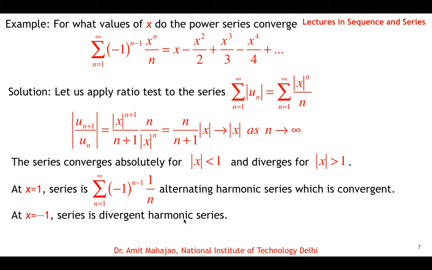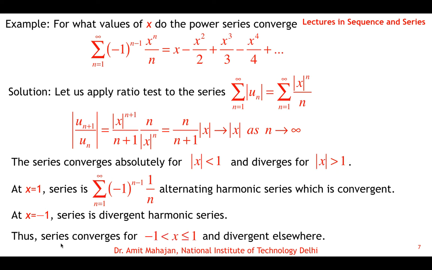So that means the series converges for all x satisfying absolute value of x less than 1, and converges at x equals 1, but diverges at x equals minus 1 and other values of x. So we can write that the series converges for minus 1 less than x less than or equal to 1 and diverges everywhere else. This is our interval of convergence, and the radius of convergence is 1, the absolute value of x is less than 1, which is R. So R is 1.